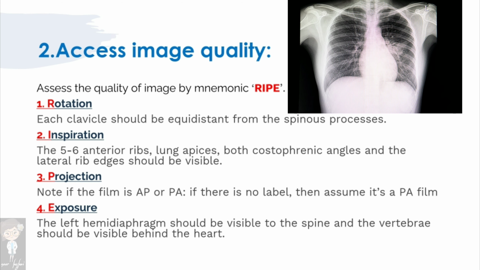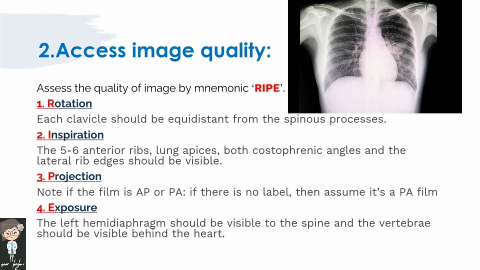Next, you should assess the quality of the image. A mnemonic you may find useful is RIPE. First R is for rotation. The medial aspect of each clavicle should be equidistant from the spinous process, and spinous processes should be vertically oriented against vertebral bodies. I is for inspiration, which means 5 to 6 anterior ribs along with apices, both costophrenic angles and lateral rib edges should be visible.